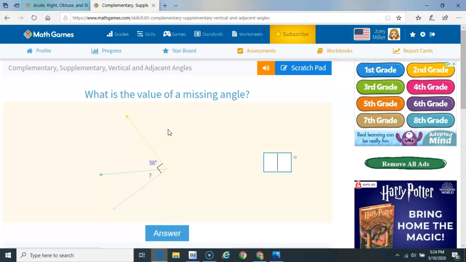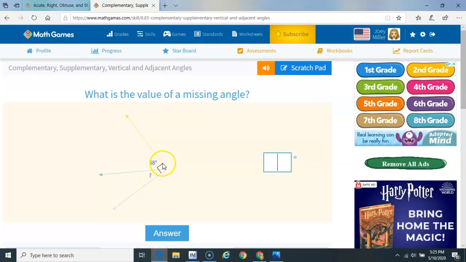If one's 78 degrees, the other one directly across from it is congruent. And so vertical angles, that would make the other one 78 degrees. And adjacent angles are next door neighbors. And they share a common side, or this ray. So, for example, this angle right here would be complementary.